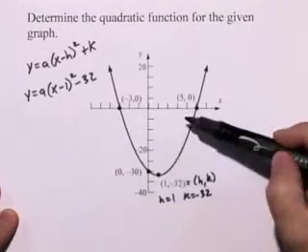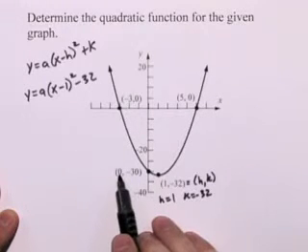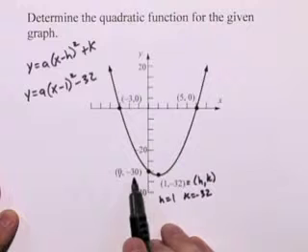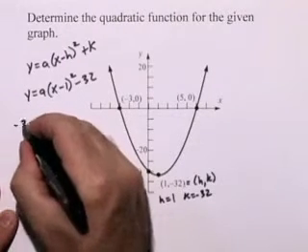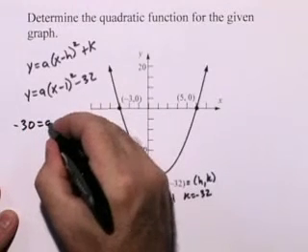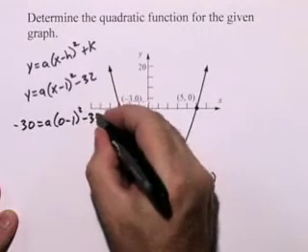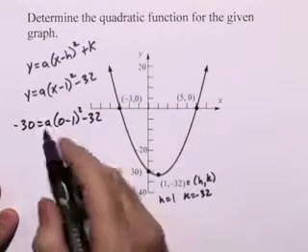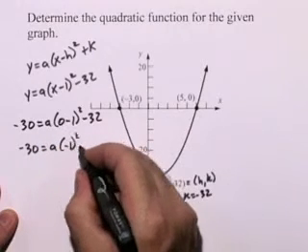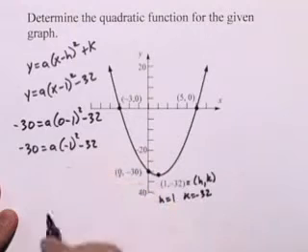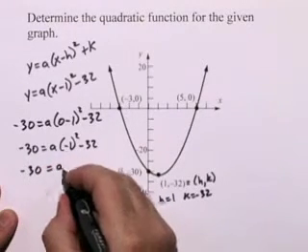We can use one of the 3 points that are given to us on our graph. We'll use the y-intercept, x equal to 0 and y equal to -30. We plug in those values, and we'll have -30 is equal to a times (0 minus 1) quantity squared minus 32. We'll have -30 is equal to a times (-1) quantity squared minus 32. -1 squared is 1, so we'll get -30 is equal to a minus 32.